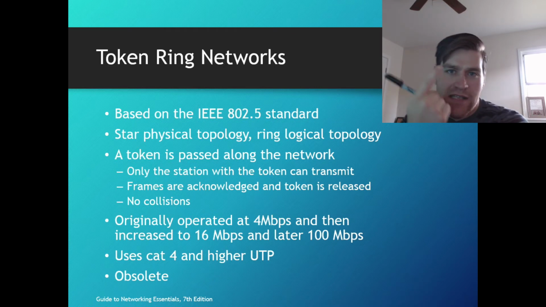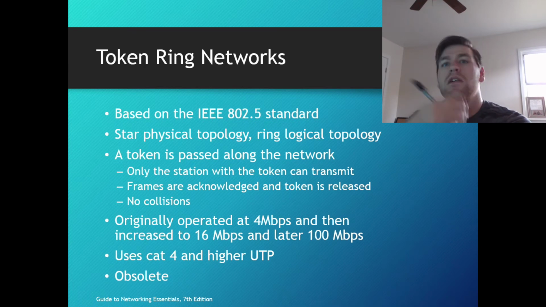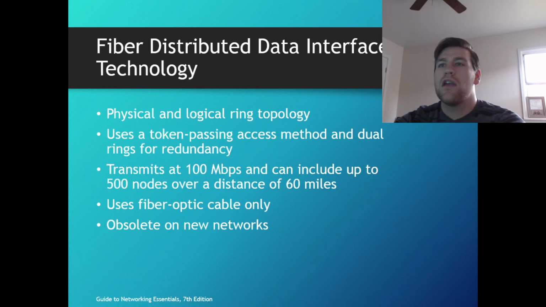Oh, and then the IEEE standard, Ethernet is 802.3, token ring is 802.5, and Wi-Fi is 802.11.